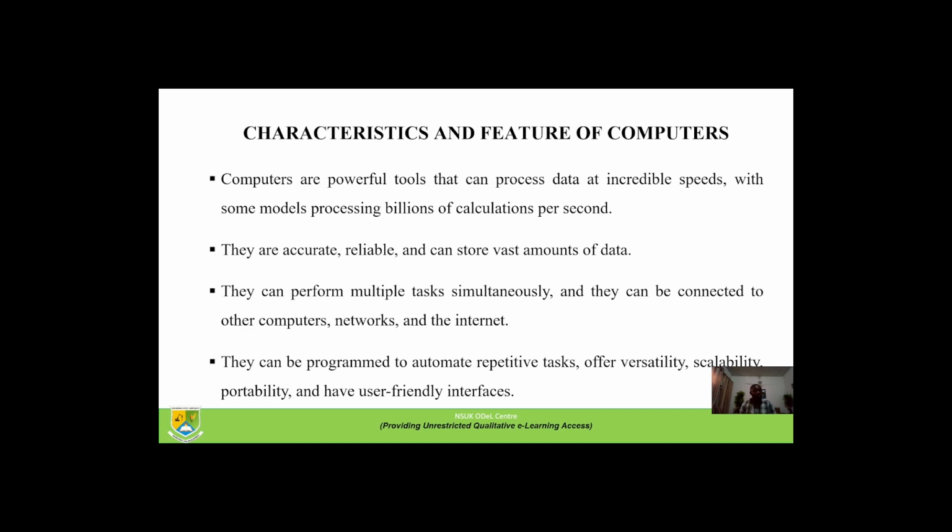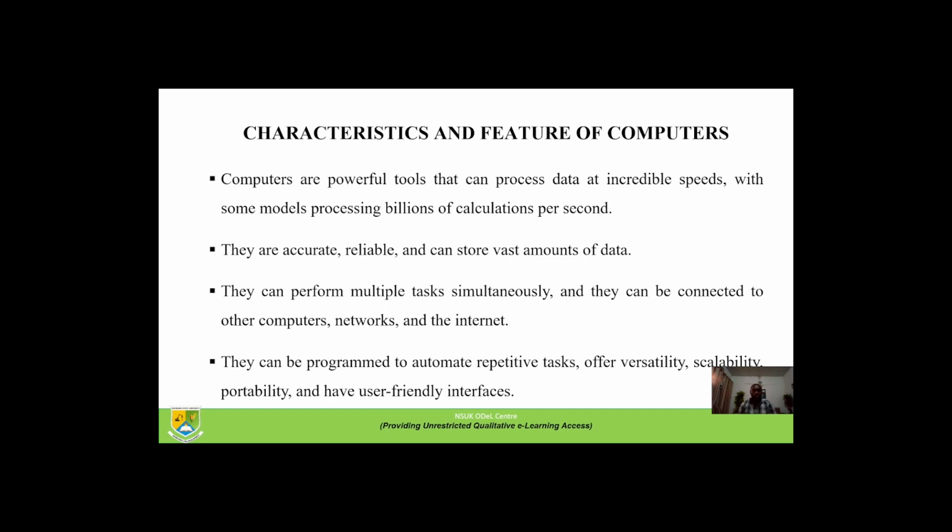Characteristics and features of computers. Computers are powerful devices or tools that can process data at incredible speeds, with some models processing billions of calculations per second. So one of the first characteristics of a computer we can look at is speed. They are accurate, reliable, and can store large amounts of data.